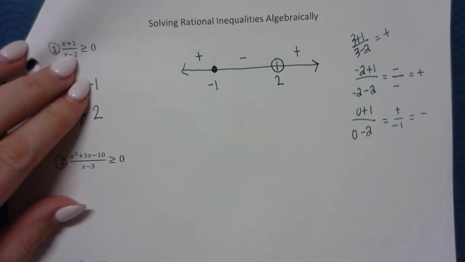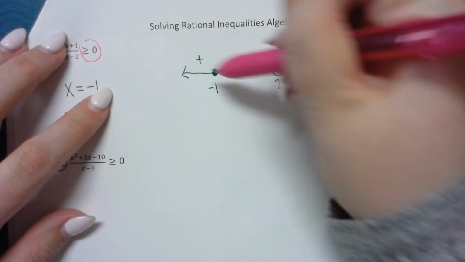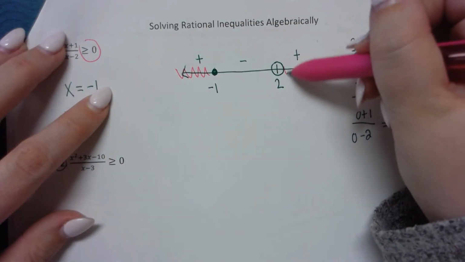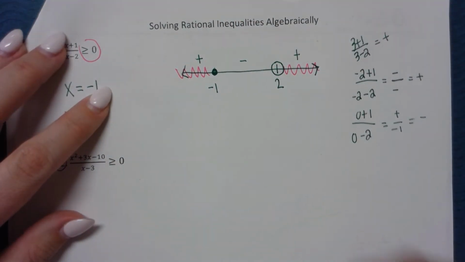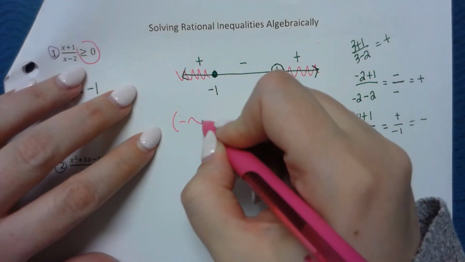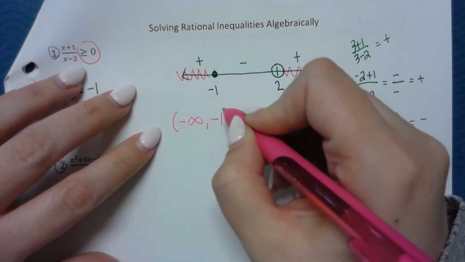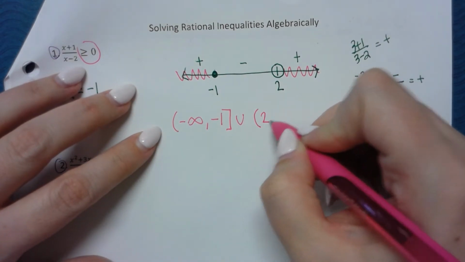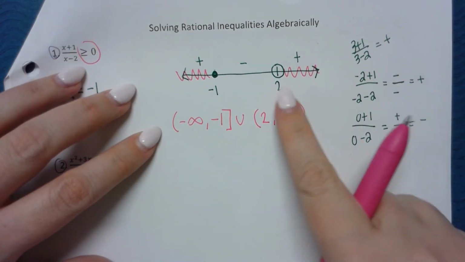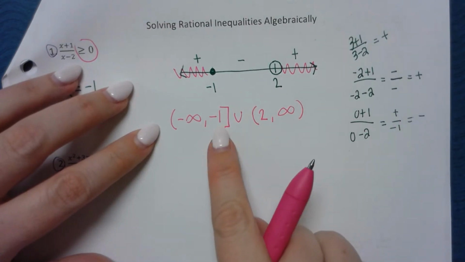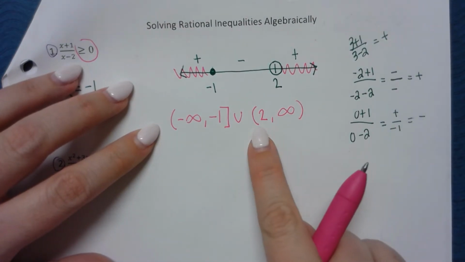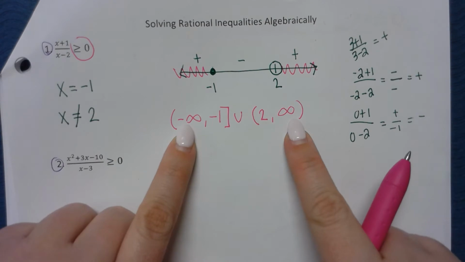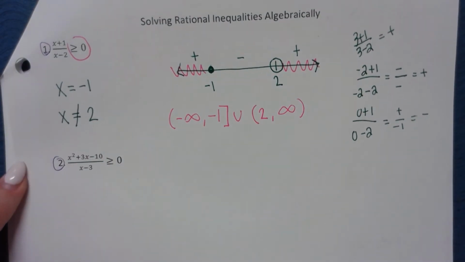Now if we look, it says greater than or equal to 0, which means we want the positives. So our answer is going to be -∞, -1 with a bracket. And then 2 has to be a parenthesis because it's an open circle. So we've got a bracket with our -1, parenthesis with the 2. Infinities always have a parenthesis.